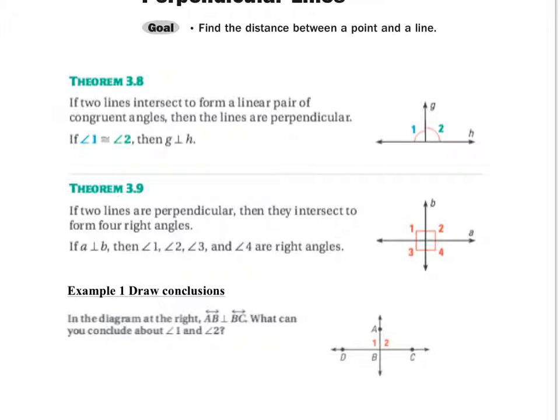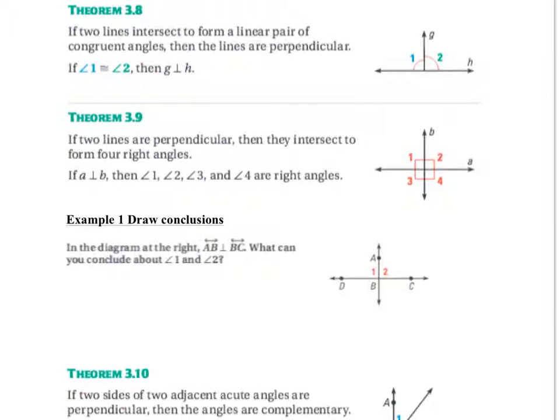So looking at this, if I have two lines and angles 1 and 2 are congruent, then the two lines must be perpendicular. The next theorem is that if two lines are perpendicular, they intersect to form four right angles. So what I like to do when I have one right angle shown is make all four of them.